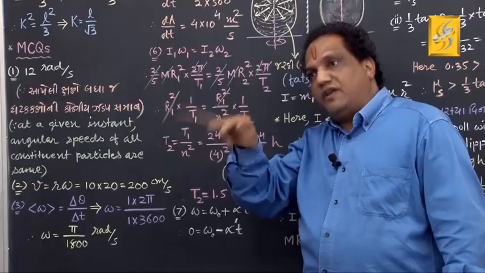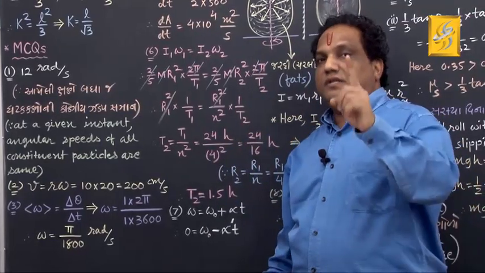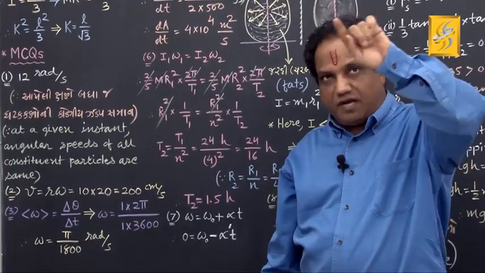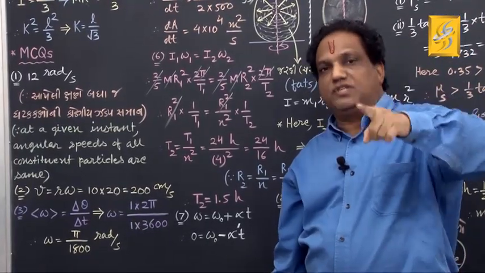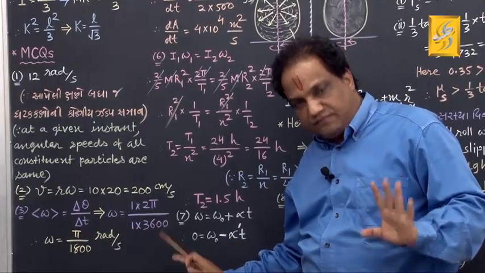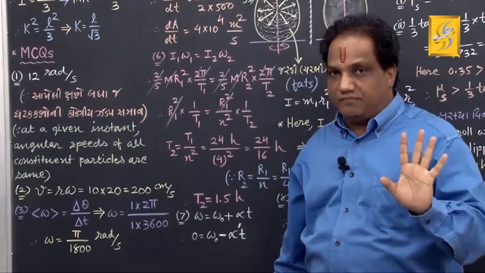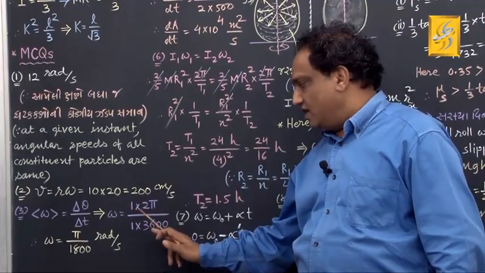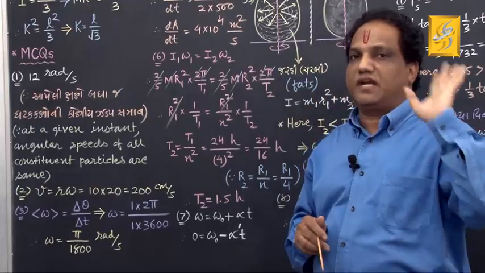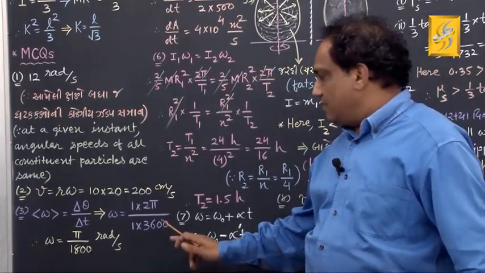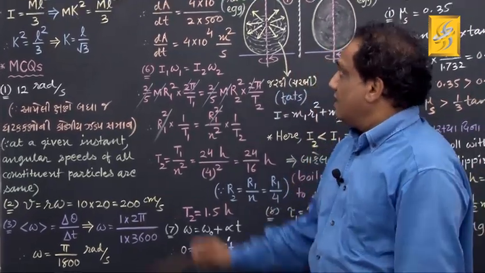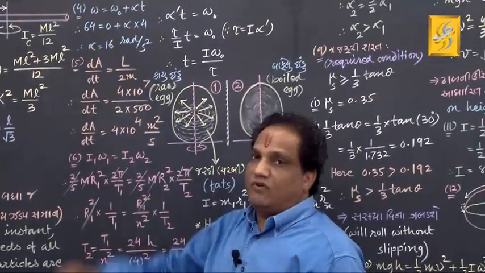But for the hour arm, when it completes one rotation, 12 hours have passed. The time taken by the hour arm to complete one rotation is 12 hours, so here you should write 12 into 3600. Had it been the second arm, then here it will remain the same, 1 into 2 pi, but the second arm takes only 60 seconds to complete one rotation. So in the denominator you are supposed to write 60 seconds. Now kindly read the statement of number 4.